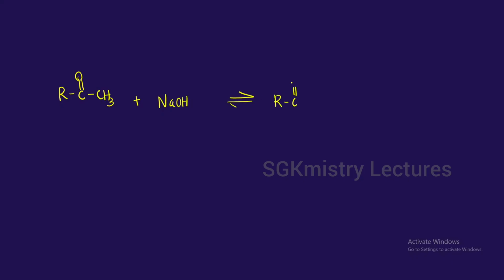So it forms RCOCH2⁻ Na⁺. One of the hydrogens from here will be abstracted by the base, and along with that, water is obtained. So RCOCH2⁻, on reaction with sodium nitroprusside, because we are going to add sodium nitroprusside in this reaction.